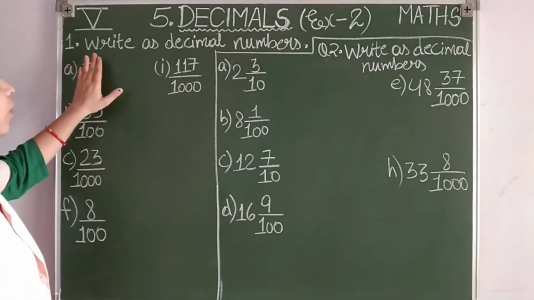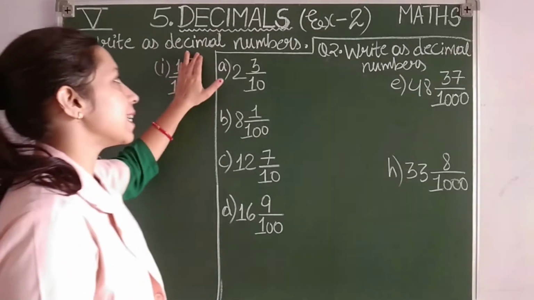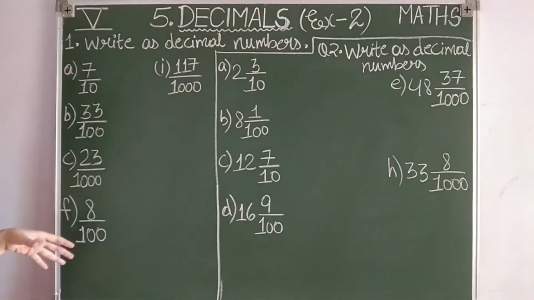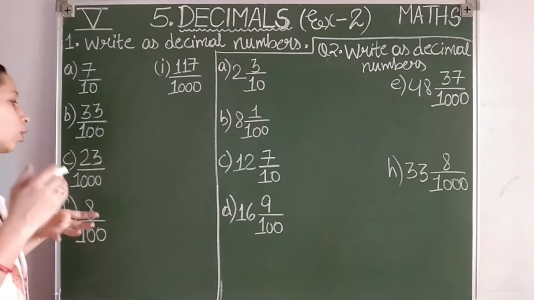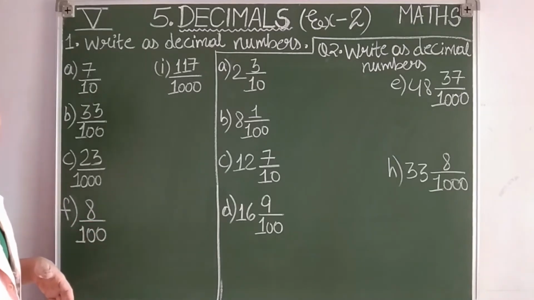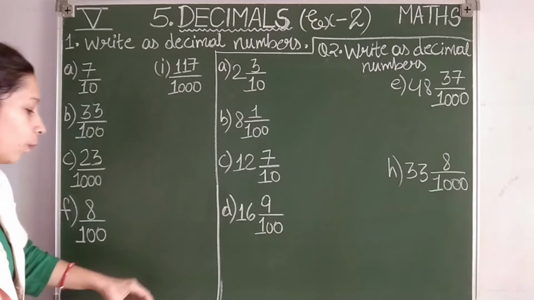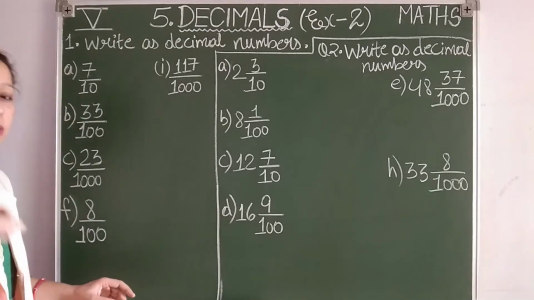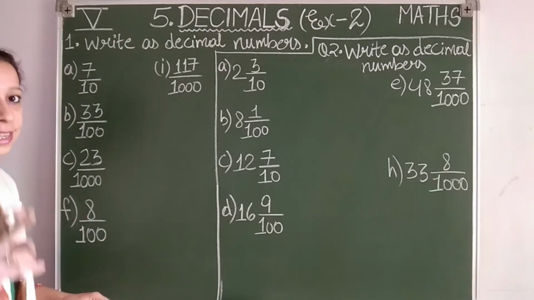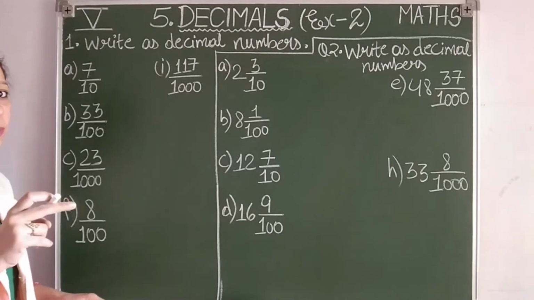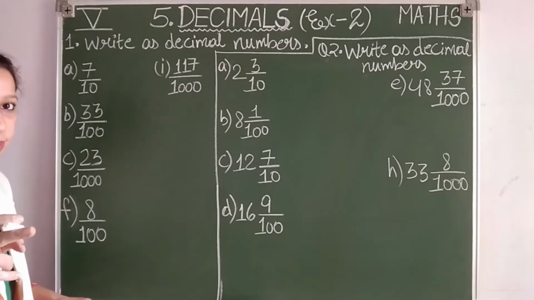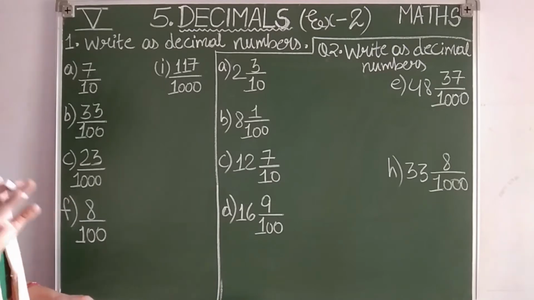See, question number 1 for exercise 2, write as decimal numbers. Here you can see decimal fractions are given and you are going to write these decimal fractions as decimal numbers. You know, na, how to do. You know the place value. After point the first digit has place value as tenths. The second place after point has place value as hundredths and the third place after point is thousandths.